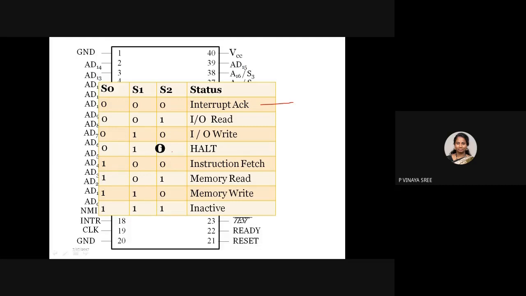And if it is 0 1 1, it is halt, which means it is idle and the processor is not doing anything. If it is 1 0 0, it is fetching the instruction. If it is 1 0 1, it is a memory read. If it is 1 1 0, it is a memory write. If it is all ones, it is inactive. Why? Because these are active low pins, in one position it has to be 0 for it to perform some operation. If all are 1, all the status pins are inactive, so it is in a disabled mode and will not show any status.